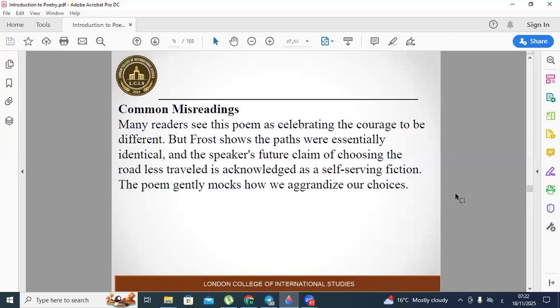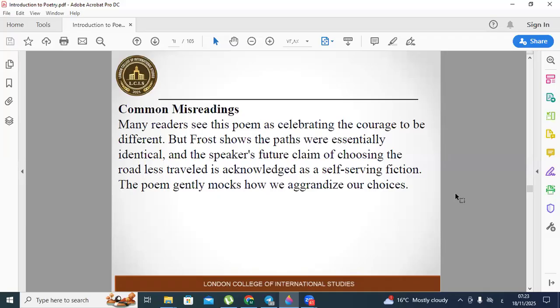Common misreadings. Many readers see this poem as celebrating the courage to be different, to choose unconventional paths. It's frequently used in graduation speeches with exactly this interpretation. But Frost shows the paths were essentially identical, worn really about the same, and the speaker's future claim of choosing the road less traveled is acknowledged as self-serving fiction. The speaker himself tells us he'll tell this story differently than it actually happened.